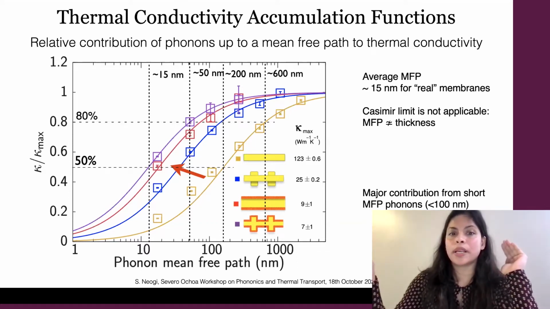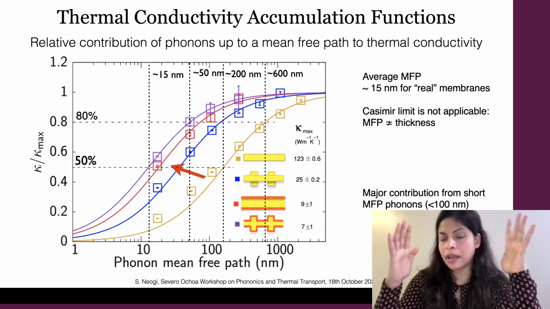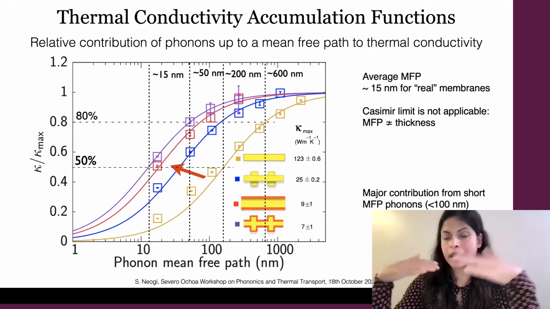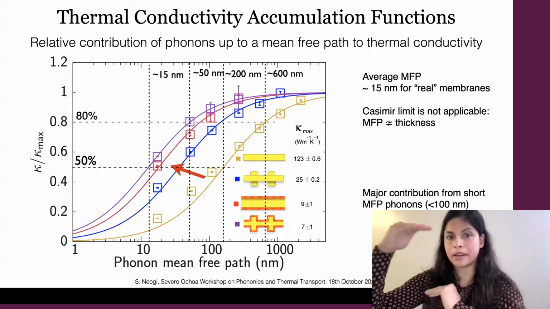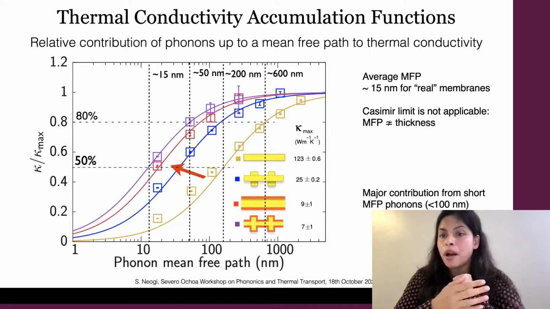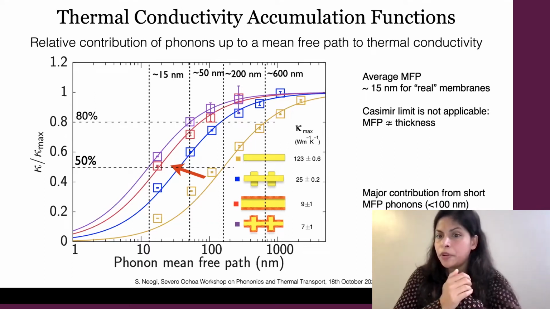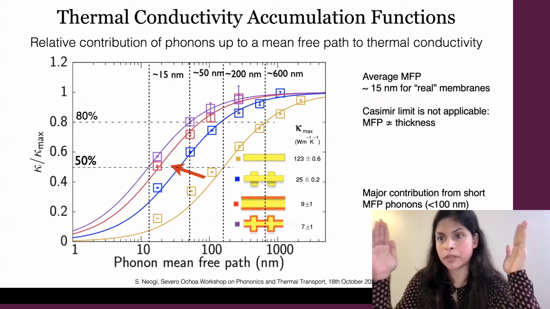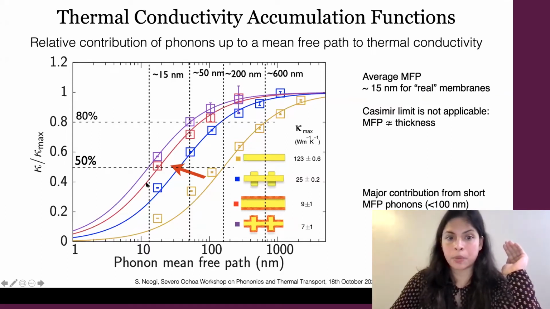And what we saw is that as we oxidize, as the native oxide layer forms on top of the silicon membranes, we get more and more contributions from low mean free path phonons, as if the transport of the longer mean free path phonons is getting suppressed. So that's what I tried to show.